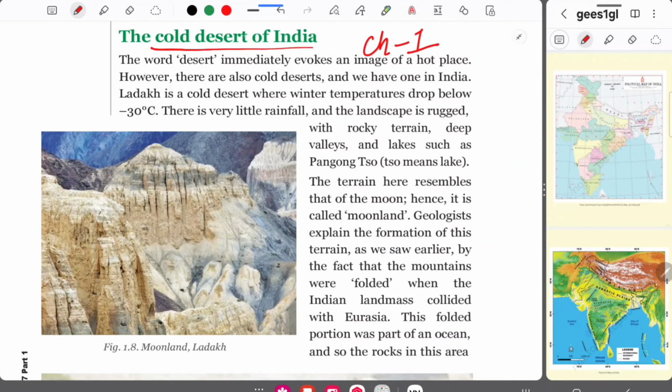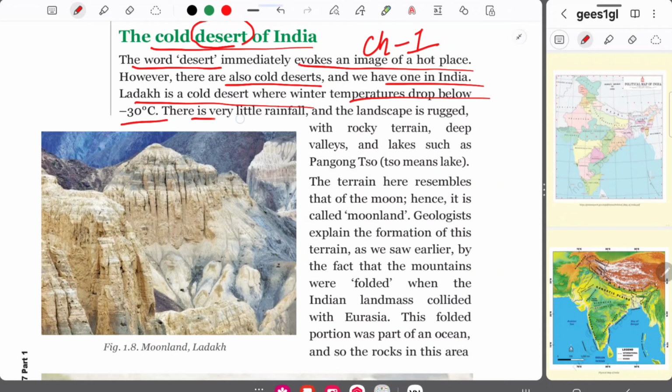When we hear the word desert, what is the first thing that comes into our mind? Deserts are usually very hot areas, isn't it? But there is a cold desert also, and we have one in India, in Ladakh. Ladakh is the cold desert. The word desert immediately evokes an image of a hot place, but there are also cold deserts. Ladakh is a cold desert where the winter temperature drops below -30 degrees Celsius.